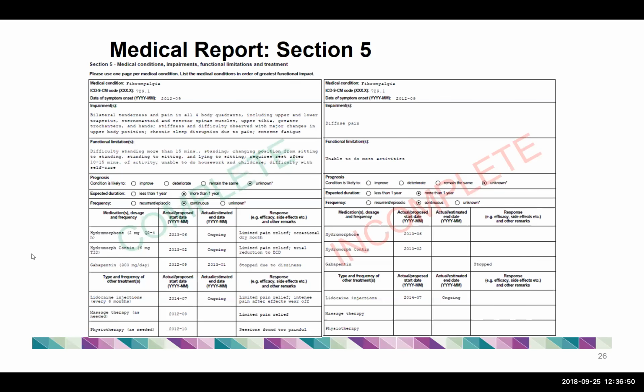On this slide, you'll note that we've provided 2 examples. We've got an incomplete form on the right and a complete form on the left. Obviously there's a lot more detail on the completed form. In the incomplete form, they listed the impairment as diffuse pain. Well, that's not very helpful. So we're looking for more information around what the source of the pain might be, the severity, the frequency, just more detail around the nature of the pain. And in the functional limitations section, the healthcare provider wrote unable to do most activities. Well, again, we're looking for a little more detail than that.